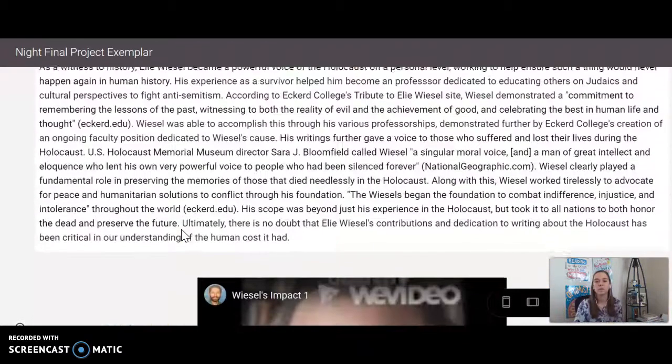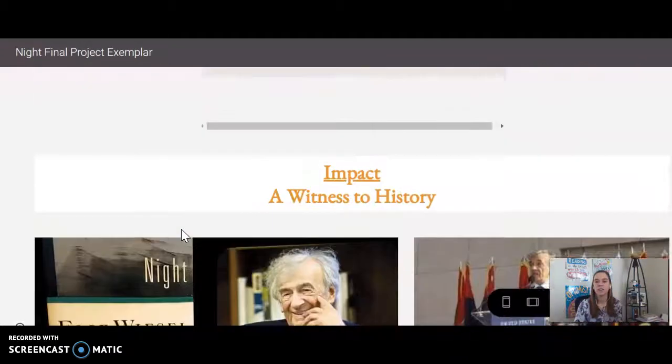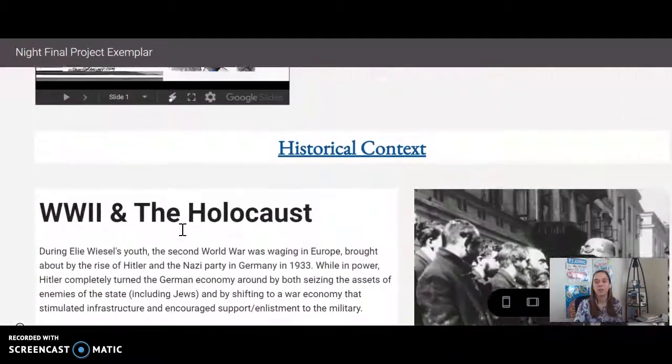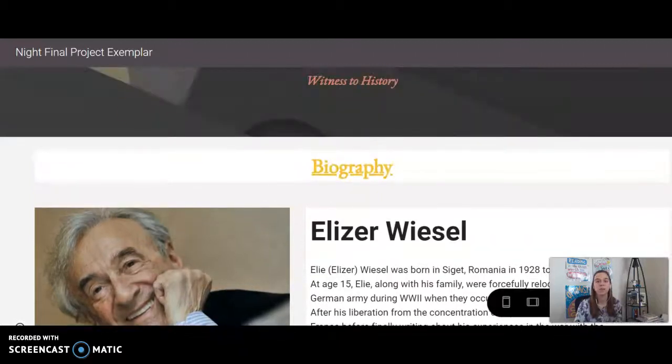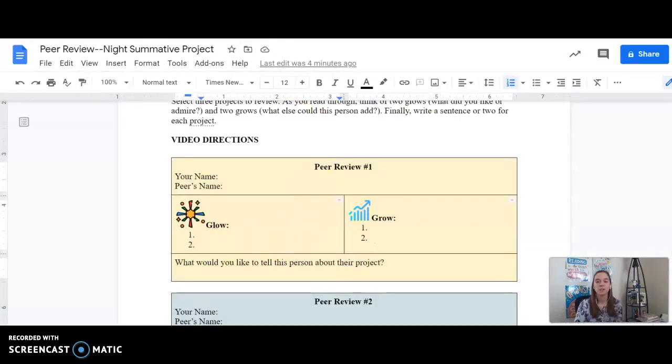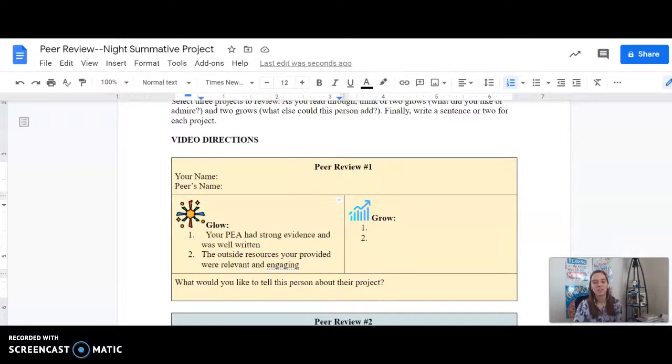So what I'm going to do is look through here for anything that I can compliment or anything where I've said, wow, as the viewer, that really helped me. And when I find that, I'm going to go back here to my glow section. So what I did is I went through and looked for what glow could be, and I found 2 for this person. The first one I said, your PEA had strong evidence and was well written. That was after I read through that and was like, that really worked for me.